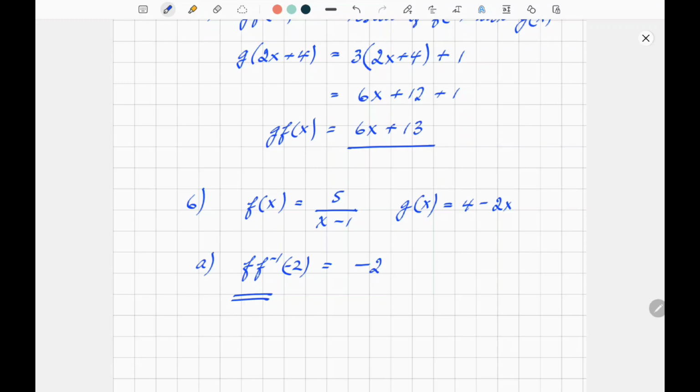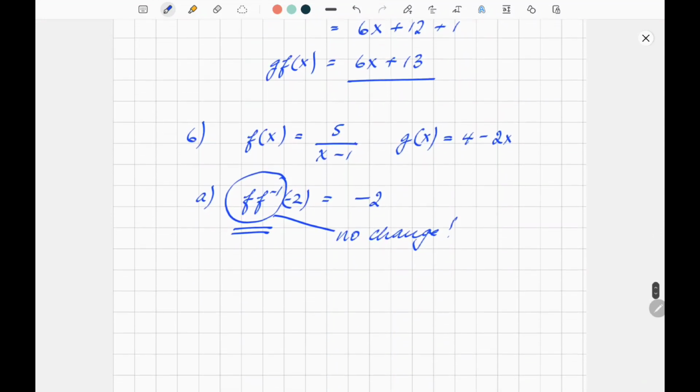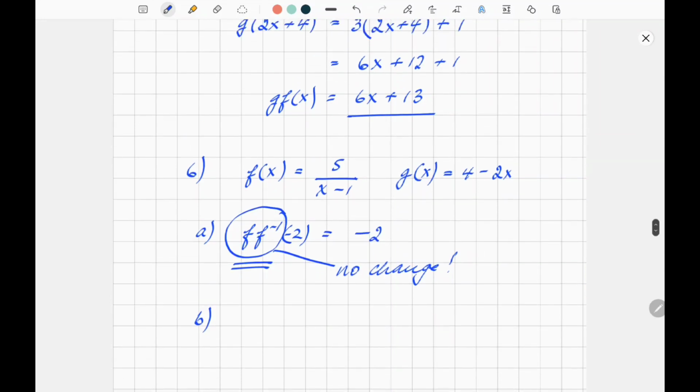Oh, okay. So whenever you have a function and the inverse together, like this, it has no effect, no change. Make sense? That's a little bit of a trick question, that one. But it's a very useful result to remember. But then why is it 2 marks if it's just that? Because you need to write it down properly.